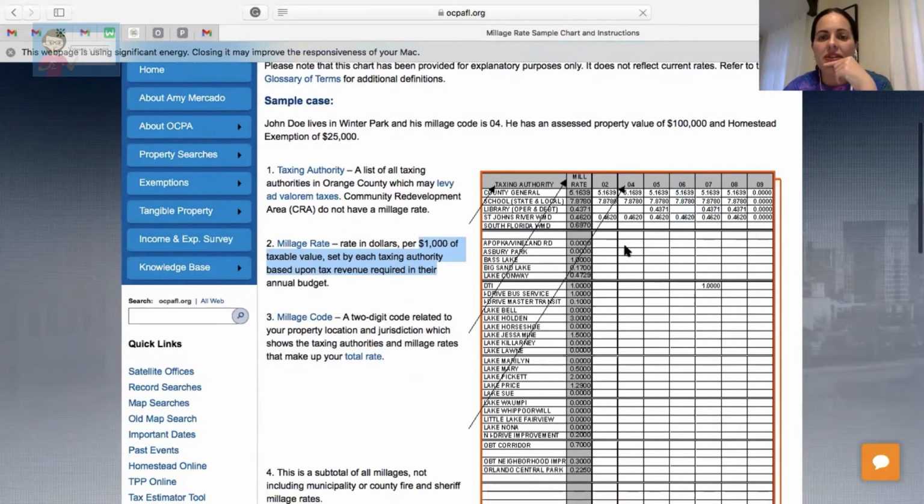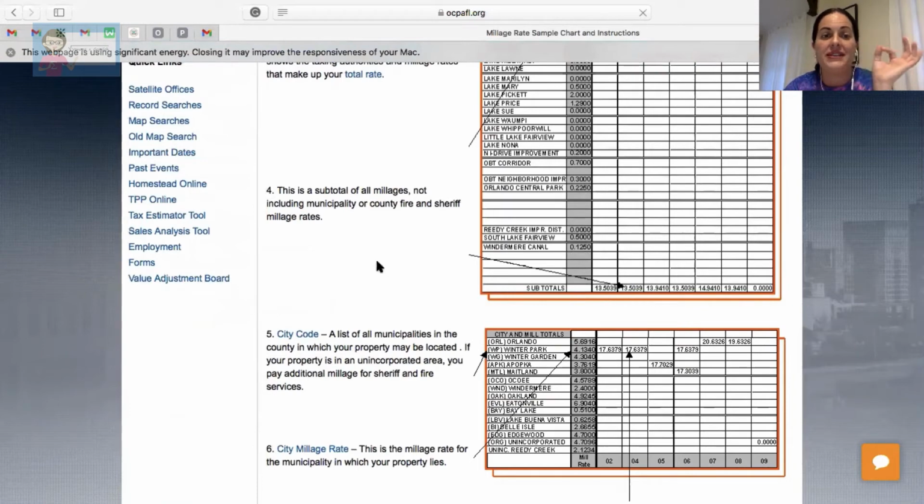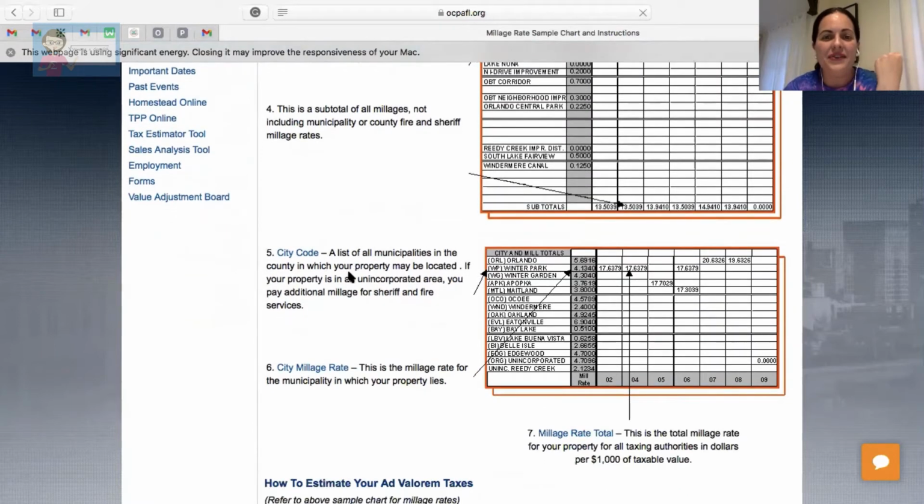So we get all of this, we add it up, we have 13.5039, that's the subtotal before the municipal, county fire and sheriff millage rate. And then from there, they say city code, a list of all municipalities in the county in which your property might be located. If your property is in an unincorporated area, you pay additional millage for sheriff's and fire services. Well, it makes sense. If you call 911, who's going to serve you? If you want to call the police, this is what your taxes are supposed to be paying for. And then look here, Winter Park, the total shown here is 17.6379.